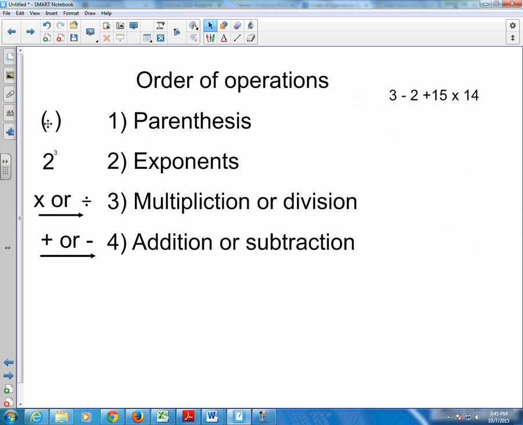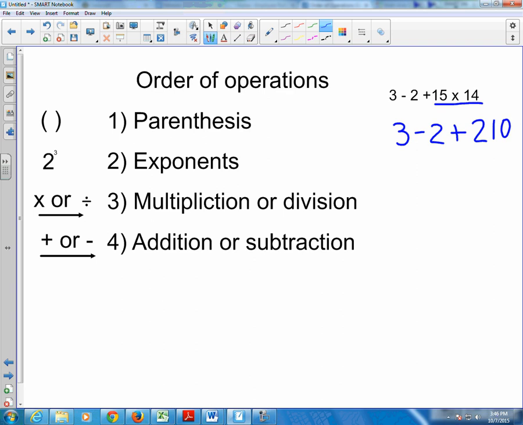If we have this problem, 3 minus 2 plus 15 times 14, we don't have parentheses, we don't have exponents, we do have multiplication or division. And if you look, the multiplication is right here at the end. So that's the first operation that you're going to perform. However, all the other numbers have to stay exactly where they are. So I ask my students to write all the numbers that are not underlined. And then in the line just below, you're going to solve just that operation. Then 15 times 14, let me see, that's 140 plus 70, that will be 210.